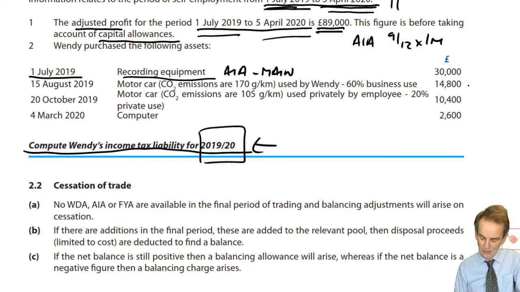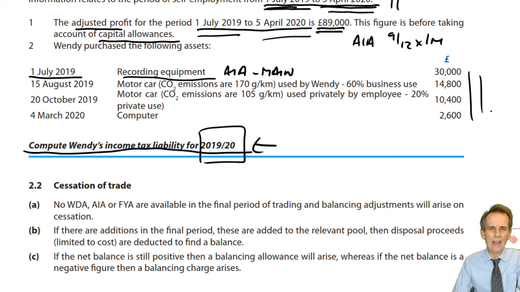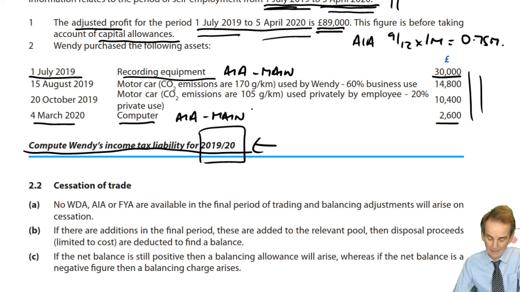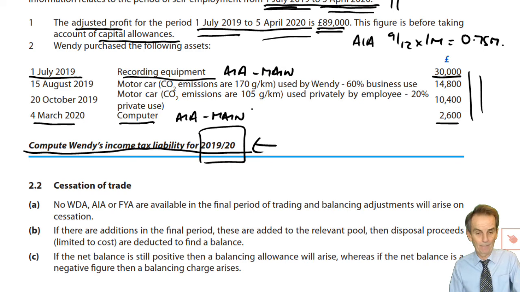Now, again, given that when you look at the expenditure items here, we're getting nowhere near that figure, the fact that 9/12 of 1 million is only 0.75 million is not going to restrict in any way the 100% AIA. So you'll have 100% AIA on the £30,000. If I skip through to the last one there, that was computer equipment, 2,600. Again, that is AIA. It would otherwise have been main pool, but we're clearly going to get the 100% AIA on it. The interesting transactions, of course, are, as ever, with cars.